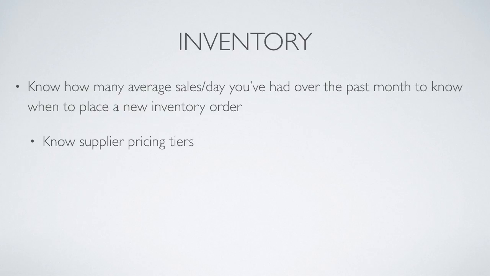And then you want to also know the supplier pricing tiers. This is extremely important so that you can make a quick decision. You need to know how much they charge for, let's say, another 500 units or 1,000 units or 1,500, and what the difference is in pricing per unit at each of those tiers.